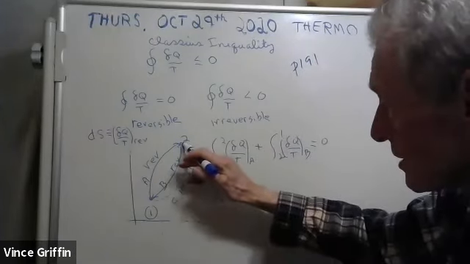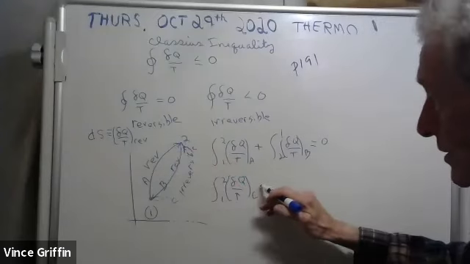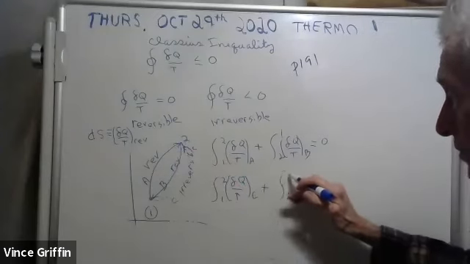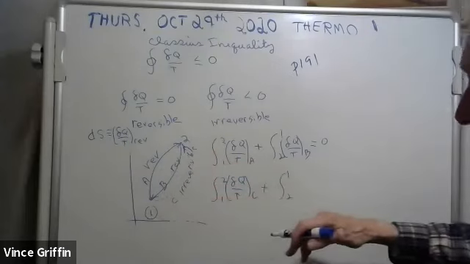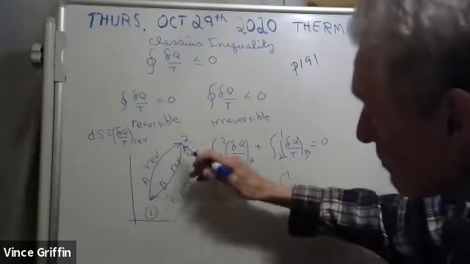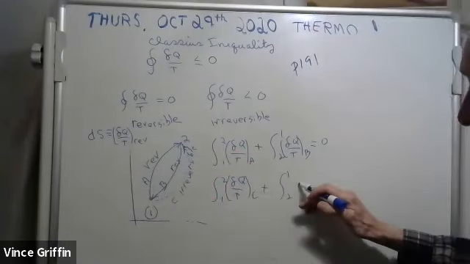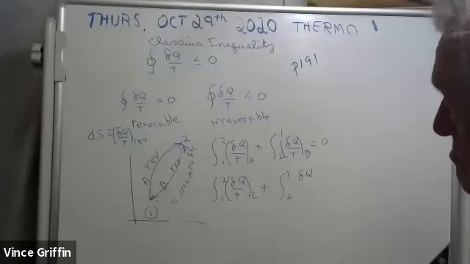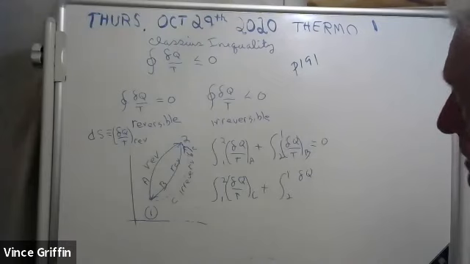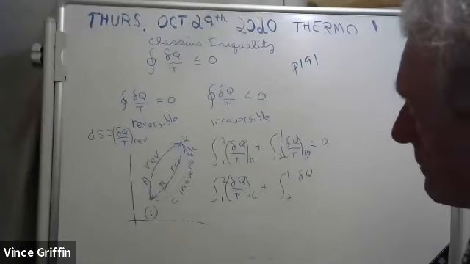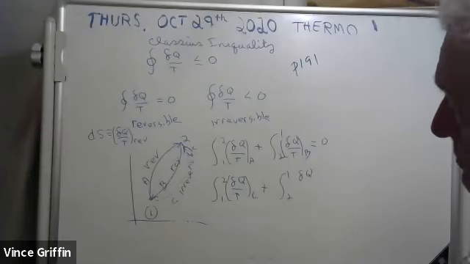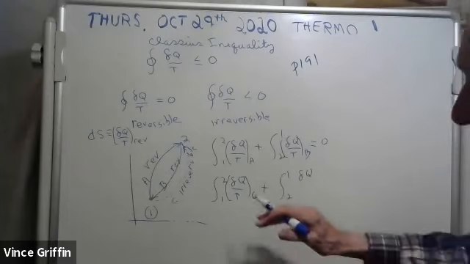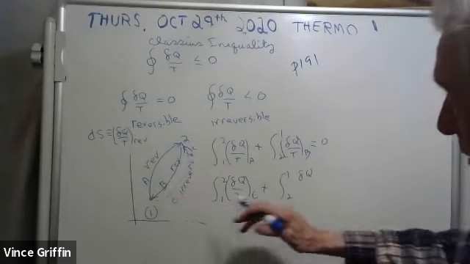Go up process C to 2, and then come back from 2 to 1 on process B. We'll come back on process B. That'll work. We want to come back on B or A. Let me think a minute. Go up on C and come back on, yeah, let's come back on B. We'll go up C and then we'll come back on B.